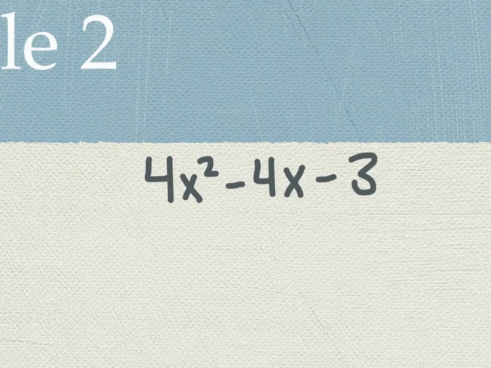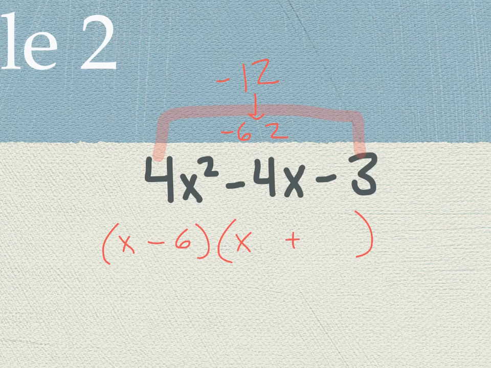What do we need to do first? Multiply the two outsides. So 4 times -3 is? -12. And we need to find factors of -12 that give us -4. -6 and 2. Perfect. So now we do our two parentheses. We start with x, and then we have a -6 and a +2.